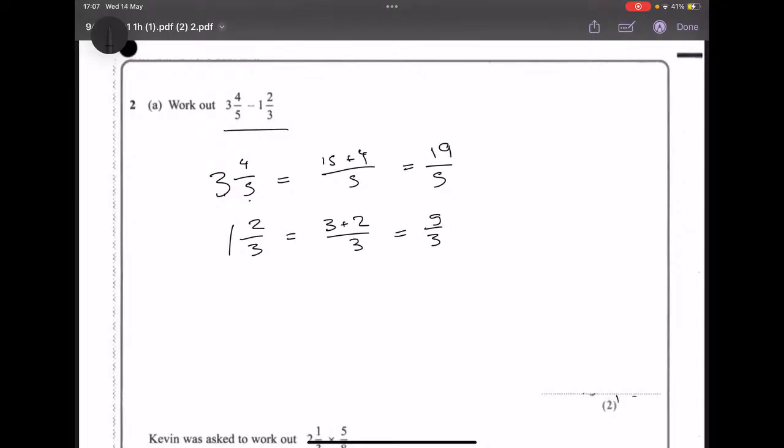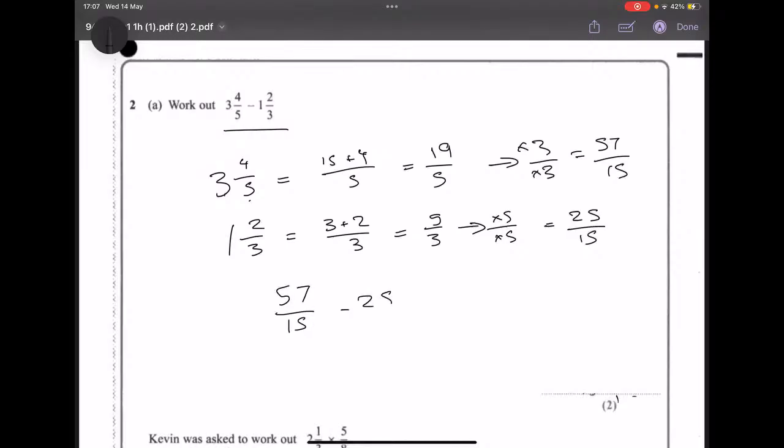As we have 5 and 3, we want to find the lowest common multiple of 5 and 3, which is 15. So to get 5/3 as a fraction with denominator 15, you will times both top and bottom by 5, which will give you 25 over 15. And in this case, you'll times top and bottom by 3, which will give you 57 over 15. Now, 57 over 15 subtract 25 over 15 is a simple subtraction, as the denominator is the same, so we can just take it away, and that will give us 32 over 15.